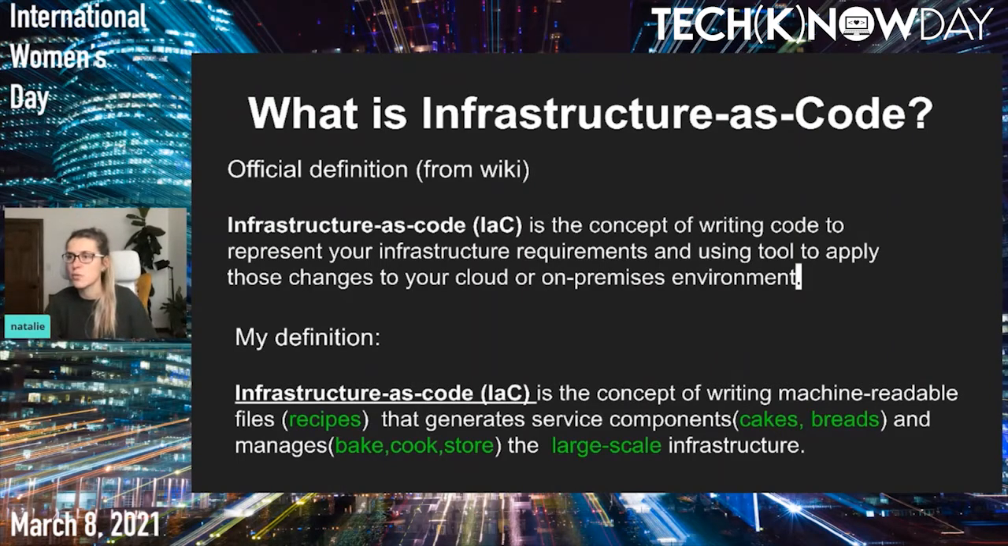So there is something from Wiki, which is: infrastructure as code is the concept of writing code to represent your infrastructure requirements, to use some kind of a tool to apply those changes to your cloud or on-prem environment. And my definition, it's kind of simplified, but it still makes a lot of sense, which is it's a concept of writing machine-readable files, let's say recipes, that generate service components like cakes or bread, and manage those cakes or something in the store, which could be sold at large-scale infrastructure.